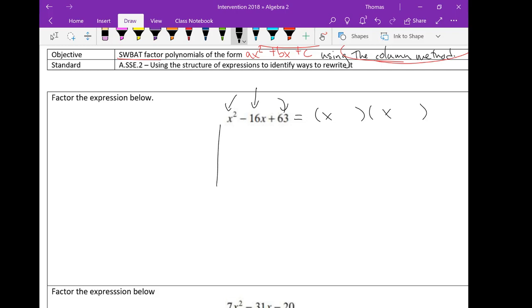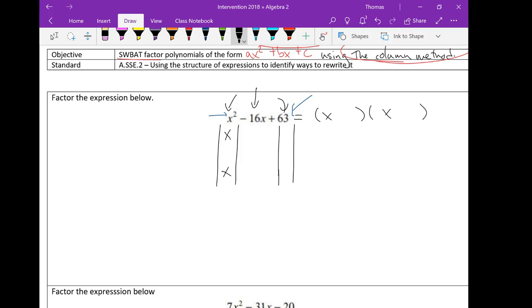We're just going to make a column below the first term, the ax squared term, and a column below our last term, the c term. Now in these columns, we just need to list factors of the numbers we see. So for the first one, x squared, two things that multiply to make x squared are definitely just x and x. x times x would give us x squared. So those are two valid factors of the first term.